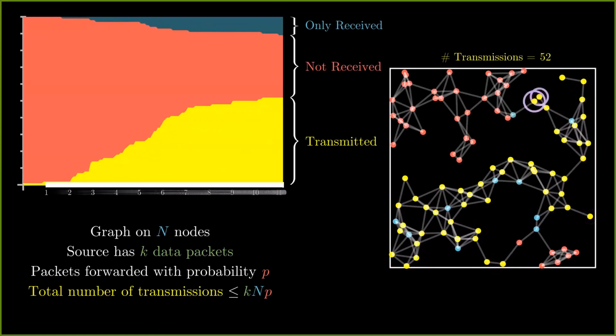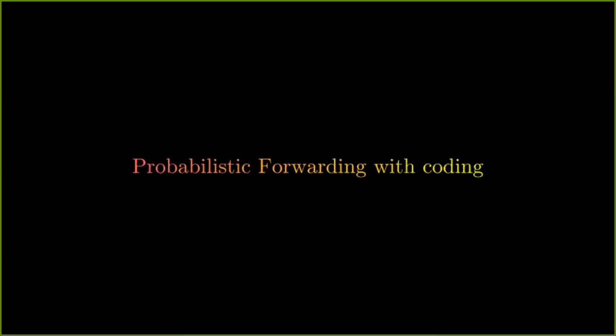Now, for a non-trivial probability p, this is certainly less than the number of transmissions that were used for flooding. However, notice here that the red fraction of nodes are those that did not receive the packet at all. In order to improve upon the fraction of nodes that receive the packet, we introduce probabilistic forwarding along with coding.